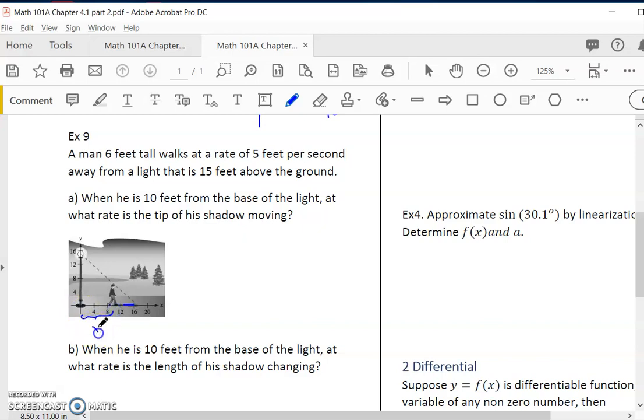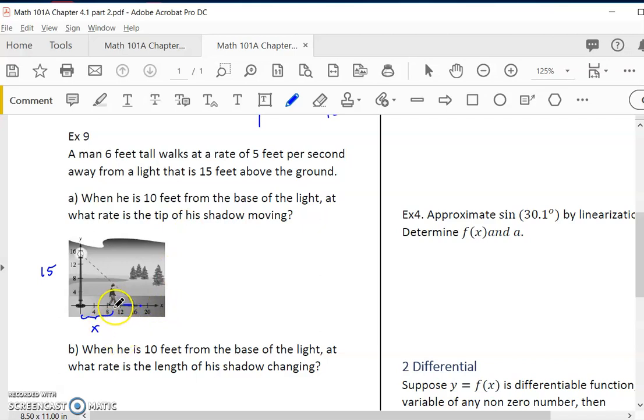So we can say this is x, from a light that's 15 feet above the ground. This is fixed. It's 15. It's not changing. So we can write 15 here. When he is 10 feet from the base of the light, at what rate is the tip of the shadow moving? So the tip of the shadow is here.